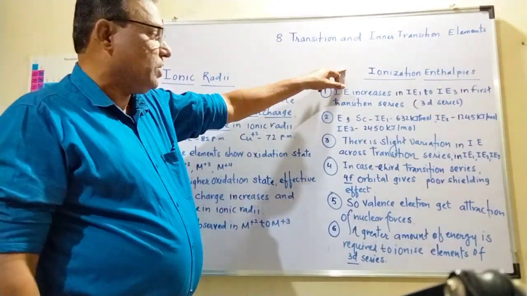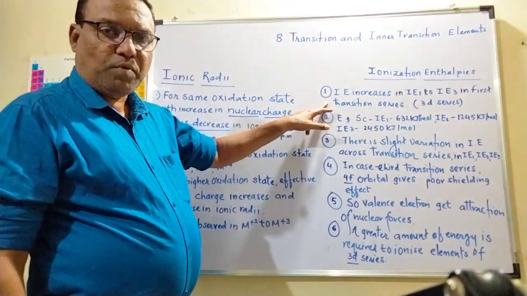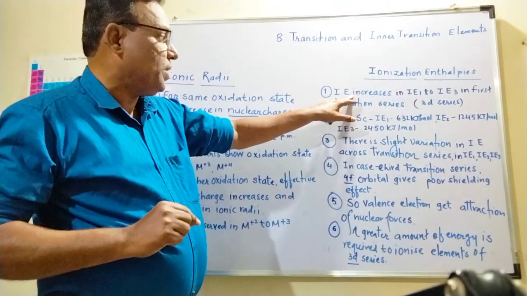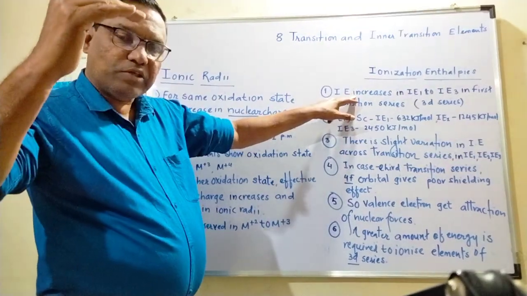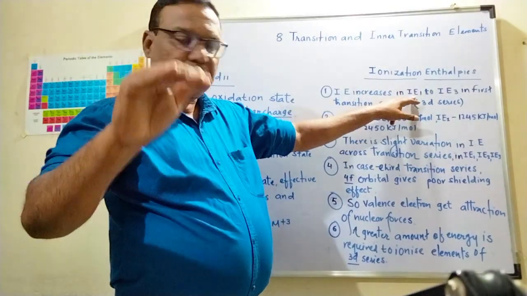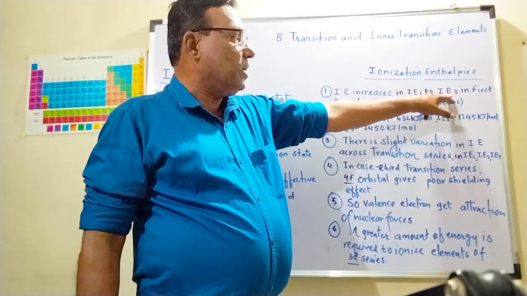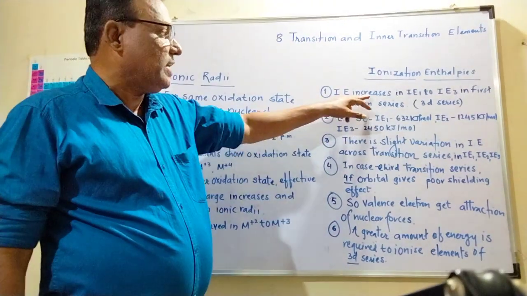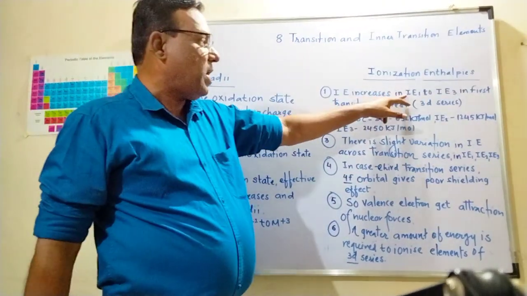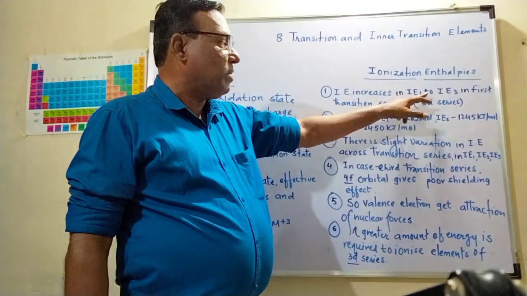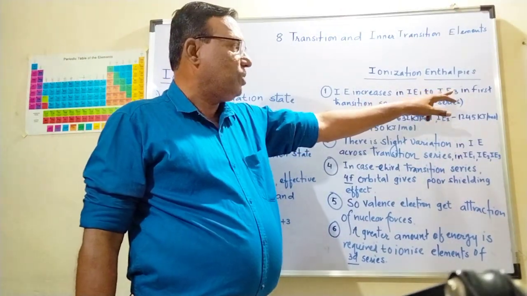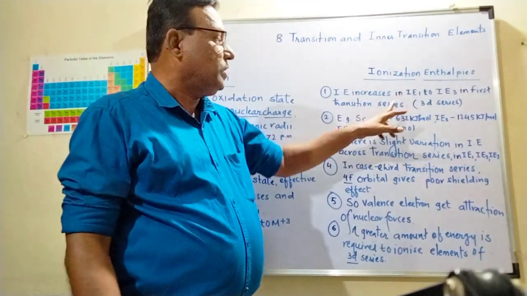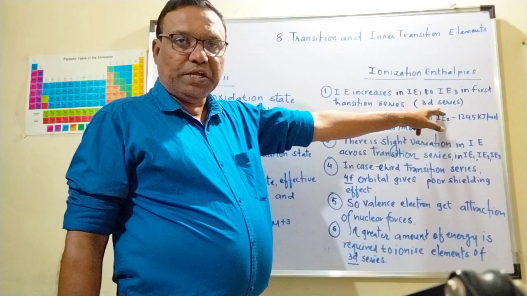Regarding the ionization enthalpy, the first important point is that ionization enthalpy increases. This point is a notable point. Ionization enthalpies increase from ionization enthalpy number 1, IE1, up to ionization enthalpy number 3 in the first transition series. We know that the first transition series is commonly called the 3D series.